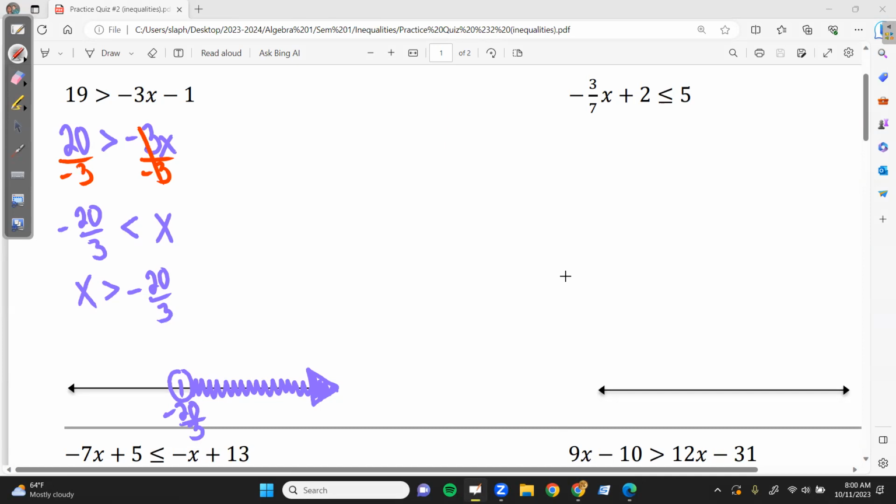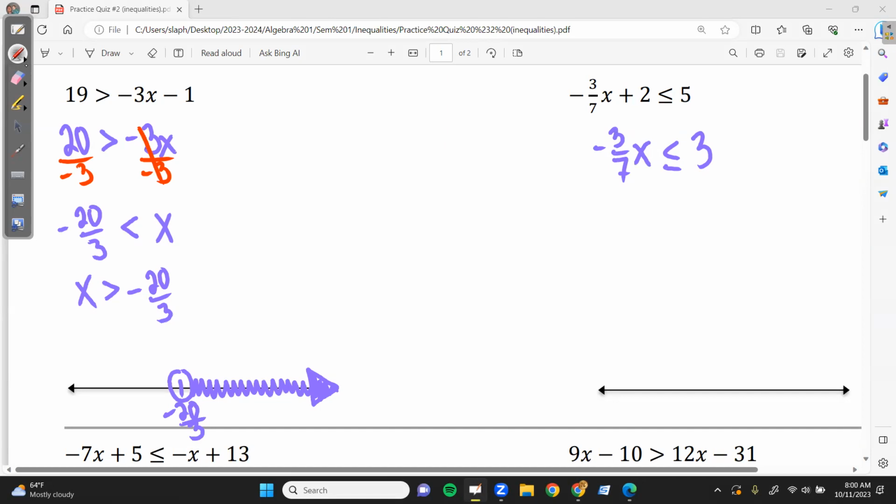All right. Question 2. I am going to get rid of the 2 first. That's the way I like to do these. And so I'm going to subtract the 2 to the other side, which means I'm going to leave the negative 3/7 of x alone. I'm going to bring the sign down, don't change it, and then I'm going to do 5 minus 2, which is 3. And make sure you didn't put 7 there, okay? That's a rookie mistake.